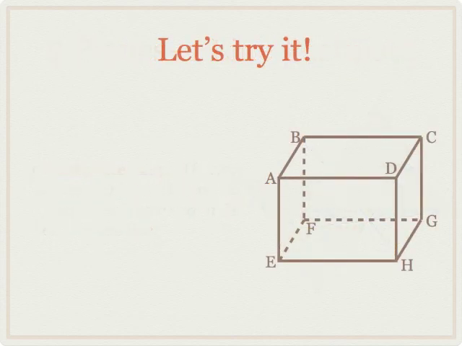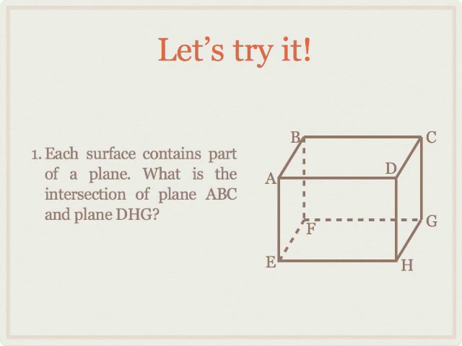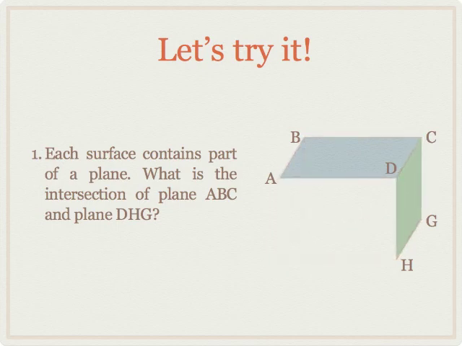Notice the prism here in our figure. Each surface contains part of a plane, so let's imagine each surface of this prism extending on forever. What is the intersection of plane ABC and plane DHG? I want to impress upon you how important it is to get used to the idea of simplifying the figure. So let's remove everything except plane ABC and plane HDG. Notice where they intersect? Now imagine that segment continuing on forever, and we have the line DC.